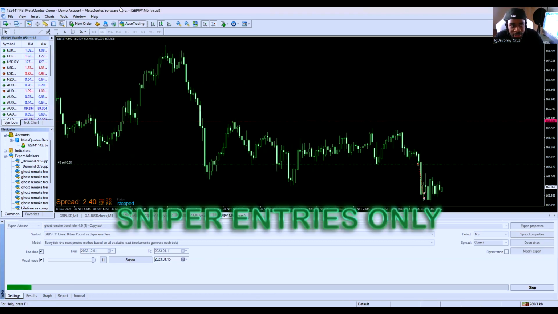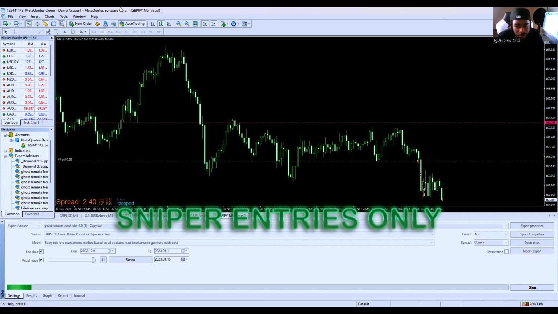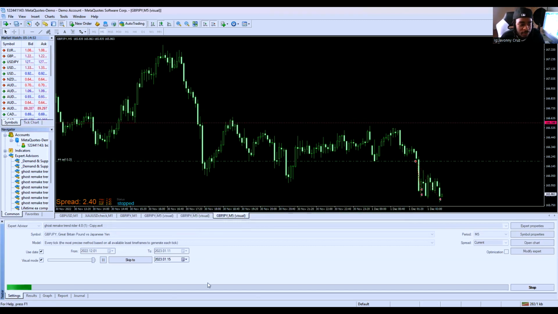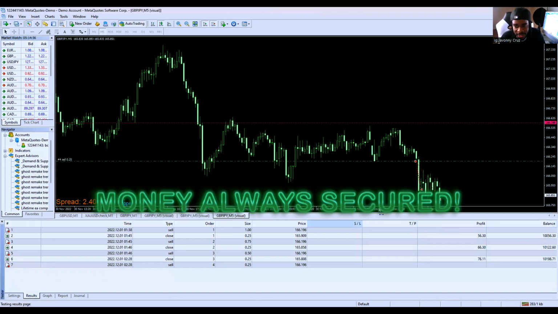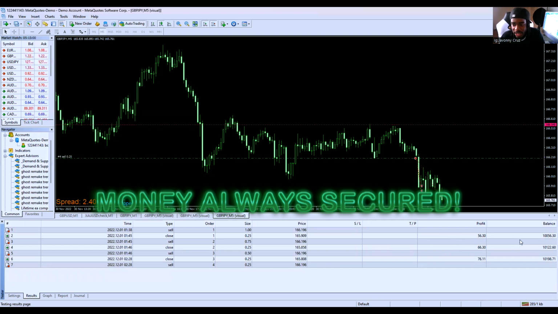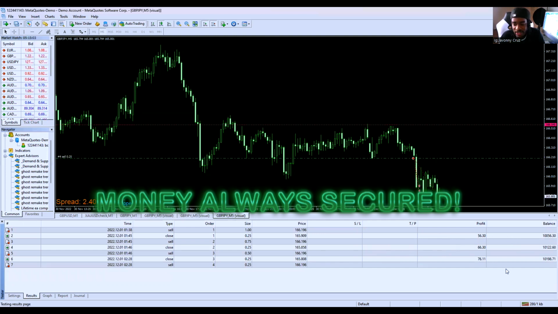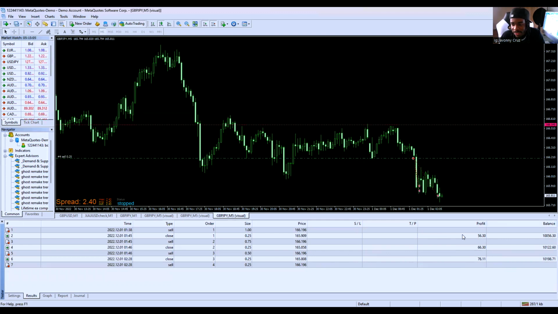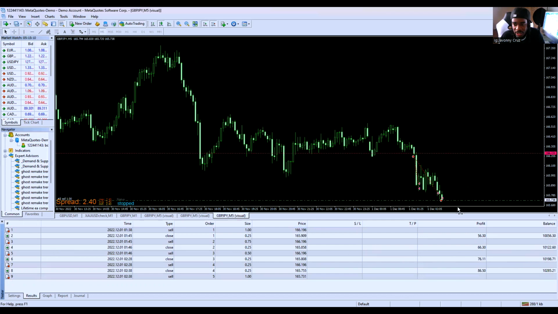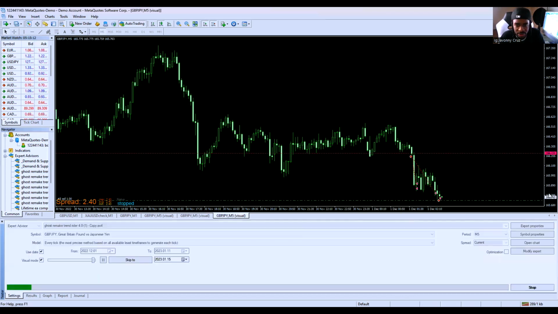As you can see, it takes a sell, a sniper entry, and it already took partial profits. I use a dollar lot size. As soon as it hit 10 pips, boom, I took out 25-cent lots, at every 10 pips. So you can see $56, $66, $76 already. And now it took another sell here. As long as it keeps selling, it will take a sell until things are reversed.